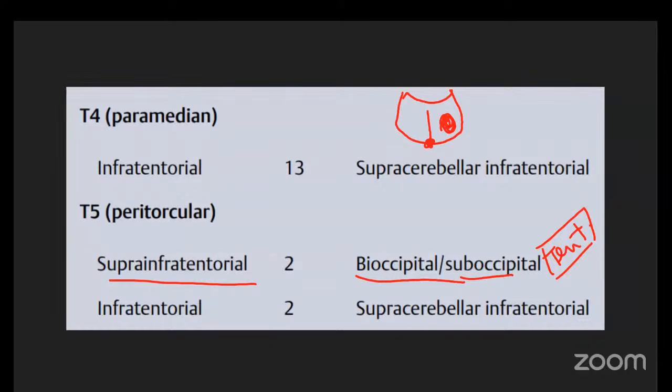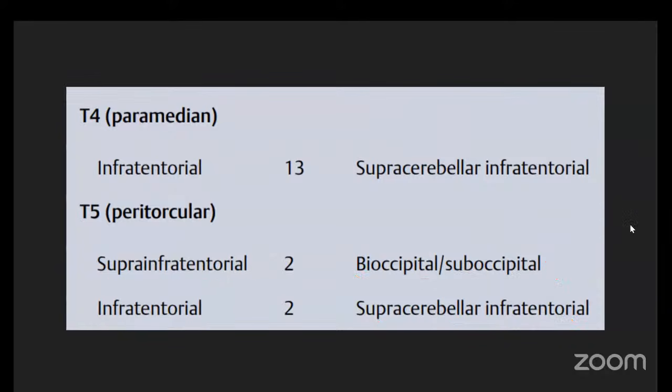And what do we need to take care of when we are incising the tent? Cranial nerve 4. Okay, so infratentorial, petrotentorial, it's very easy, supracerebellar infratentorial approach. Are you all with me? We are very near the end almost.